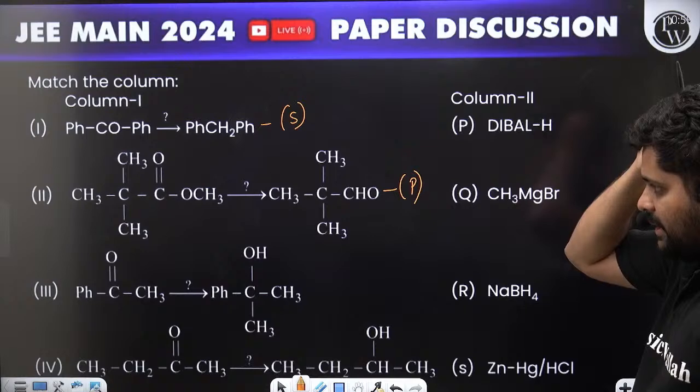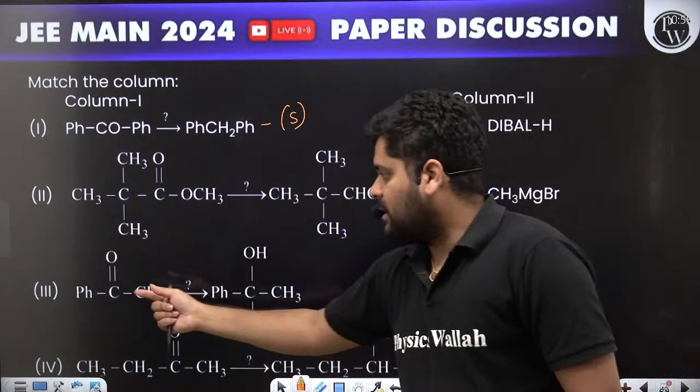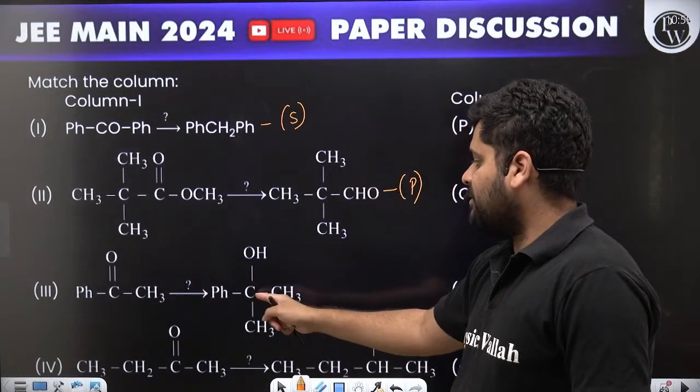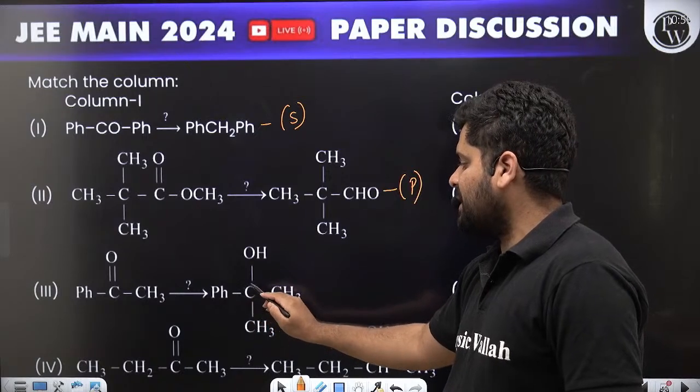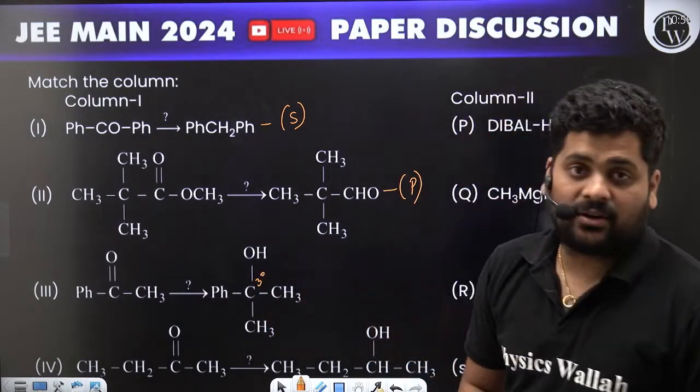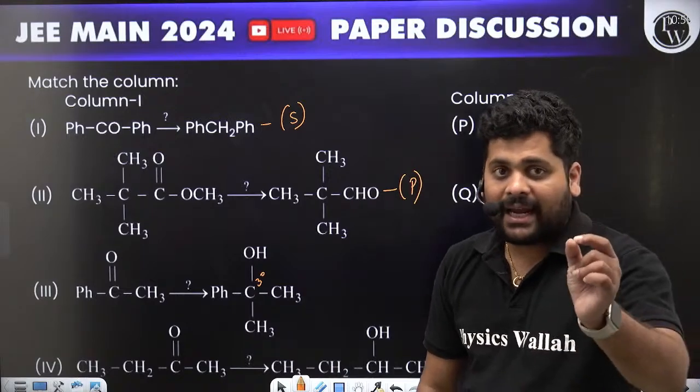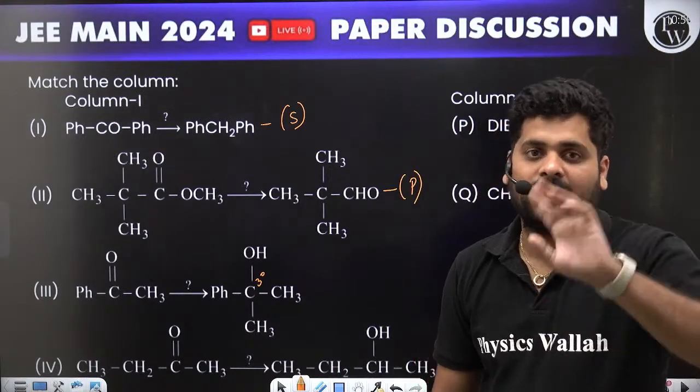Okay, right. Next one, we have a ketone and we have a 3-degree alcohol. If you observe carefully, this is a 3-degree alcohol. Okay, formaldehyde plus Grignard reagent gives 1-degree alcohol.